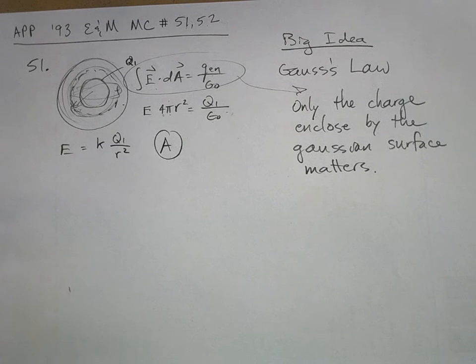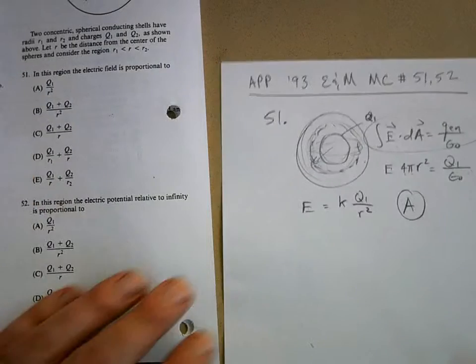You got it? Gauss's law, it's going to be on free response and it's going to be on multiple choice. It's one of the biggies. It's one of Maxwell's equations. It's one of the biggest ideas in physics, at least in electromagnetism. All right, let's go on then to number 52.